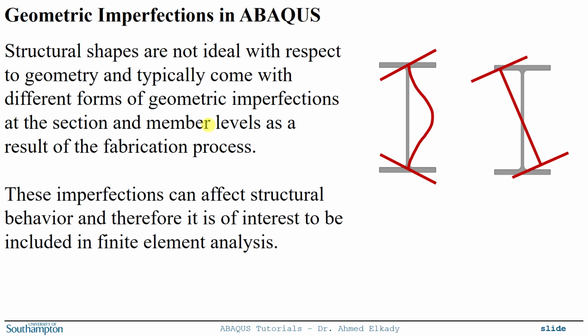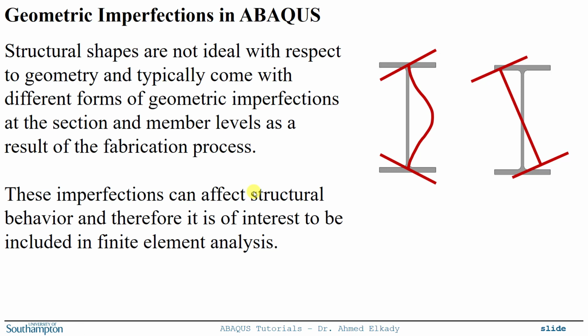there. And these imperfections here, like over here I'm showing some local distortion imperfections in a typical I-shaped section, or twisting imperfections, or at the member level you could have out-of-straightness or out-of-plumbness imperfections as well. So these imperfections, although they are small, can actually affect the structural behavior.